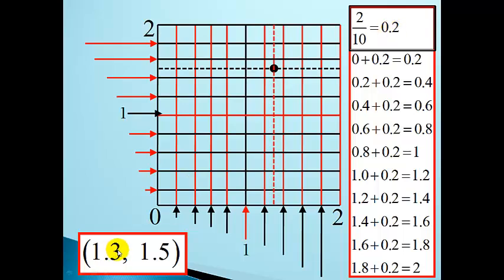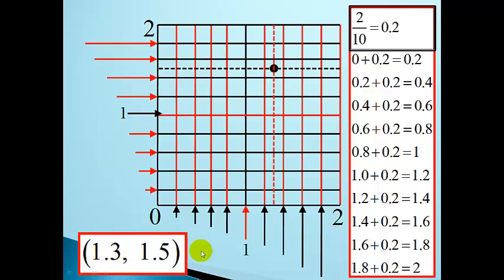Now we are locating the point 1.3, 1.5. And 1.3 is greater than 1, so we can choose to start from 1. Now 1 plus the first line 0.2 will give us 1.2. We are not up to the point yet, so we add again. Now 1.2 plus 0.2 is 1.4, which is greater than the x value, because the x value is 1.3.